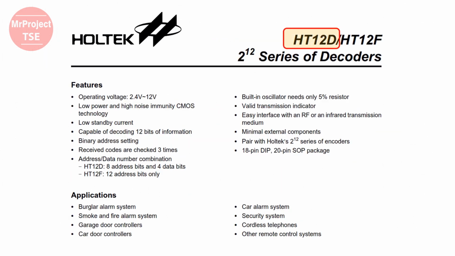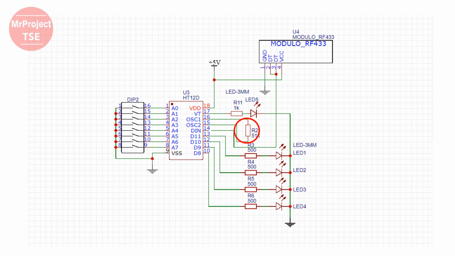For the decoder IC, the HT12D is the pair of the HT12E. The operating voltage is 2.4 to 12 volts. The number of address bits and data bits are the same as the HT12E. Easy to use, connect a resistor at the oscillator pins. Address setting must be the same as the HT12E. After data is received and checked, the output of the VT pin is high only when the transmission is valid. You may read more detail for design in the IC manual.